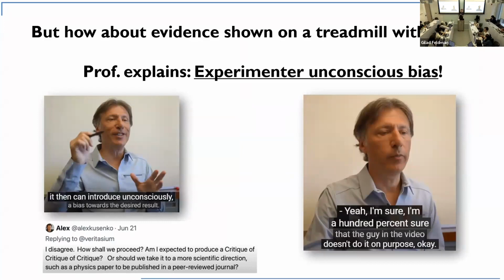Comparing this to some of the statements by the UCLA professor, he explains that the whole proof the YouTuber did is experimenter unconscious bias. So they did not understand things, and what they thought they were demonstrating, they actually caused. It was not caused by the wind, it was caused by the experimenter. This is the first comment on the YouTube video that led to the whole bet. I disagree, and then I had back and forth, and then how should we proceed? Am I expected to produce a critique of a critique of a critique? Or should we take it to a more scientific direction, such as a physics paper to be published in a peer-reviewed journal?